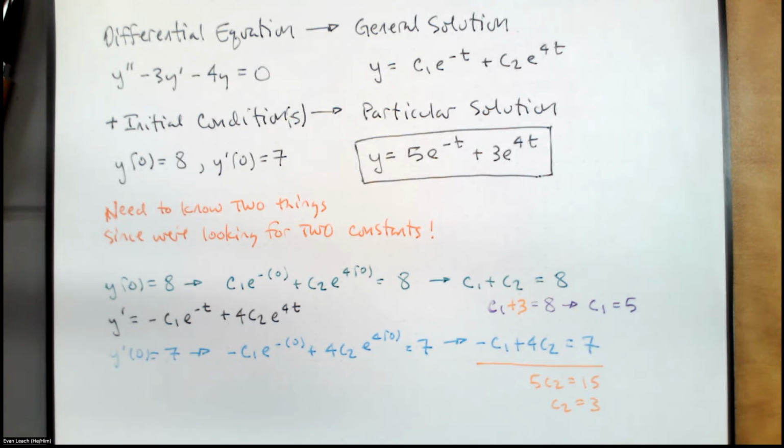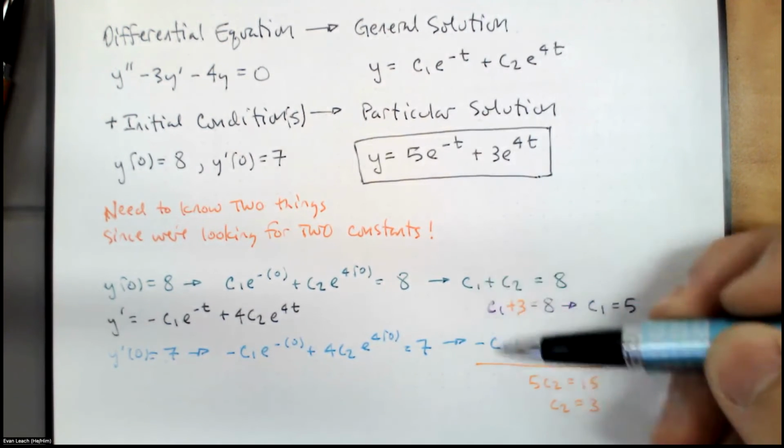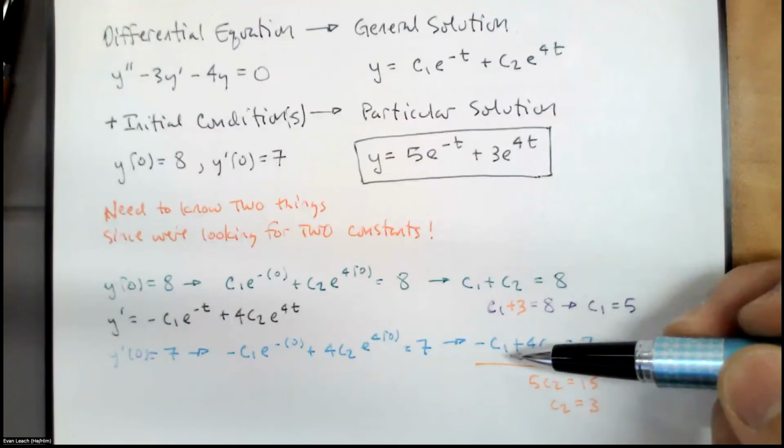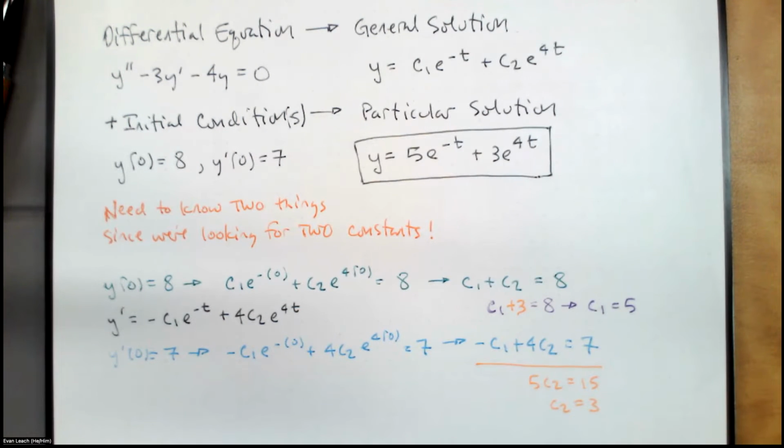Any questions? Yeah. How do you get it? Since 5C2 is 15, just divide by the 5. Oh, I took C1, the C1's canceled out. Oh, C1 minus C1, C2. So okay, that's why I picked one of them to be -1, so that I would not have to multiply it.